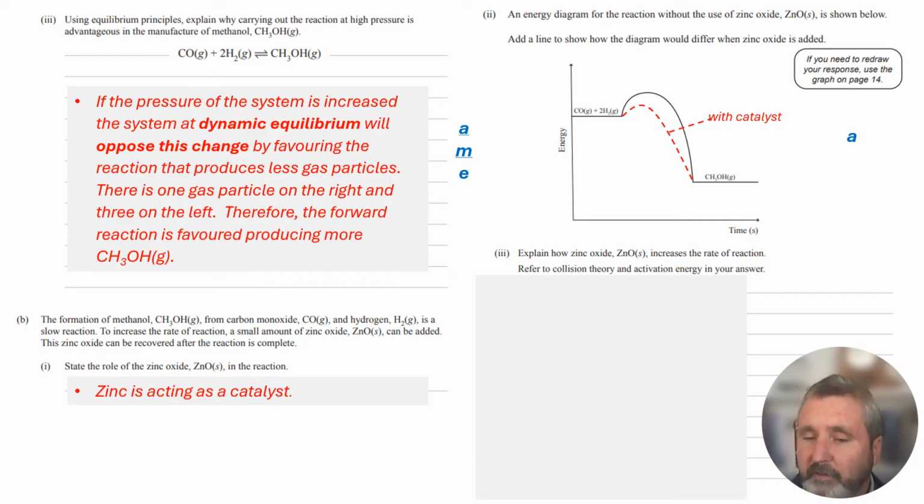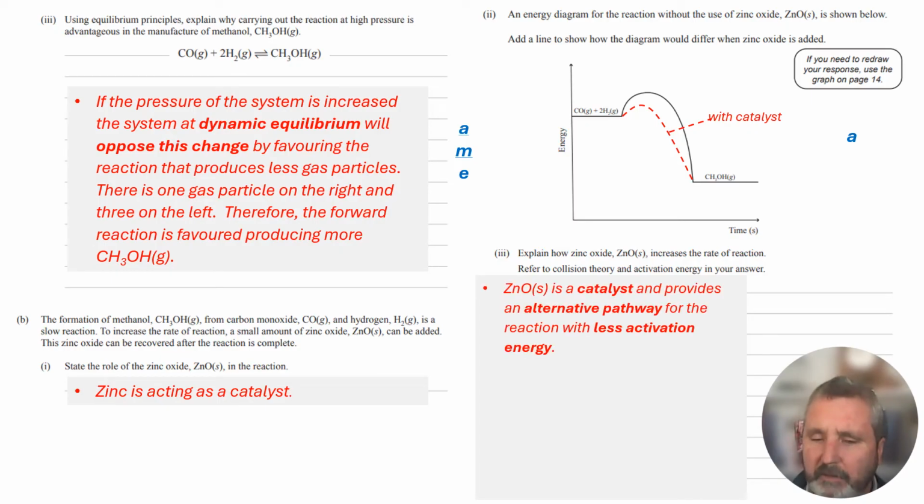We now have to explain how zinc oxide increases the rate of reaction. Refer to collision theory. So, collision theory, specifically, we're going to be looking at the amount of activation energy that's needed to make successful collisions. That's going to be the basis of our argument. So here, zinc oxide is the catalyst and provides an alternative pathway, key phrase, for a reaction with less activation energy. That's what we've got here with the smaller hump.